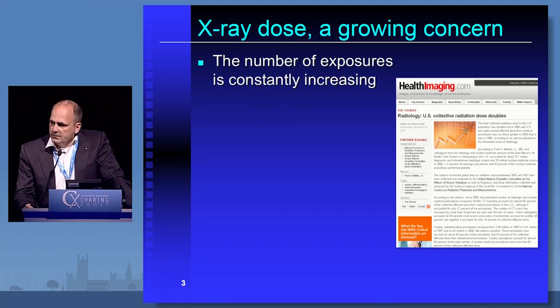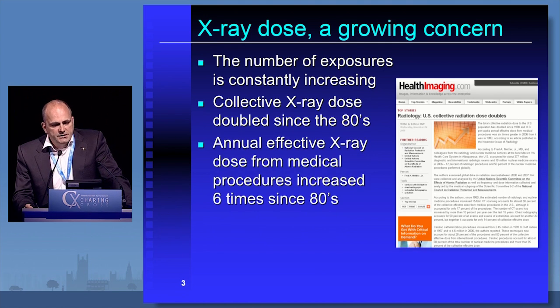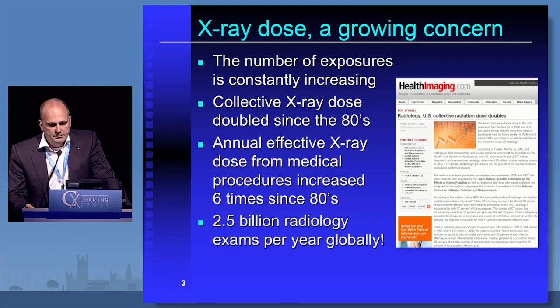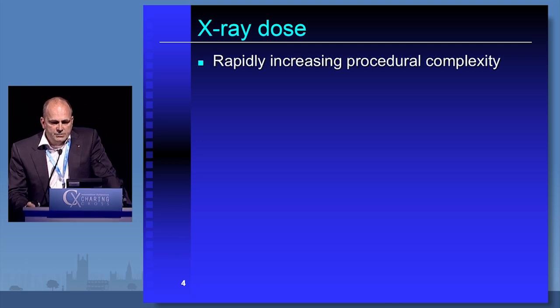The number of X-ray exposures in the world is constantly increasing and has been since the 1980s. We see that the collective X-ray dose now has doubled. And we also see that the annual effective X-ray dose from medical procedures has increased 6 times since the 1980s. That probably also is reflected by the number of radiology exams per year globally, which is now something like 2.5 billion. A few words on X-ray dose.